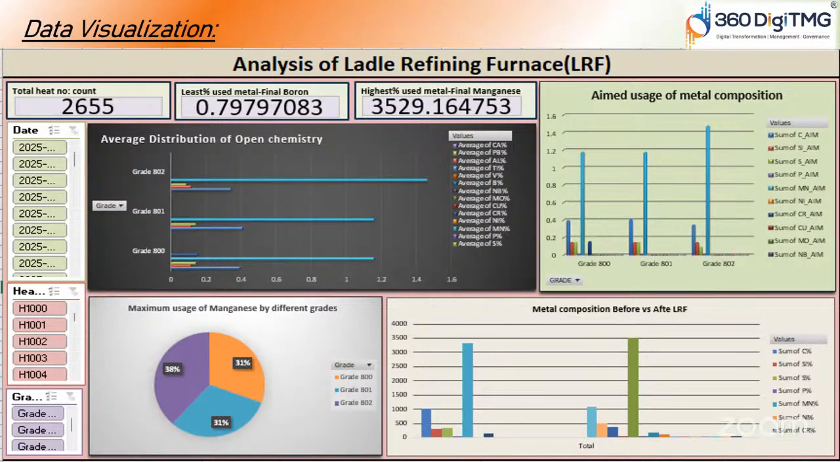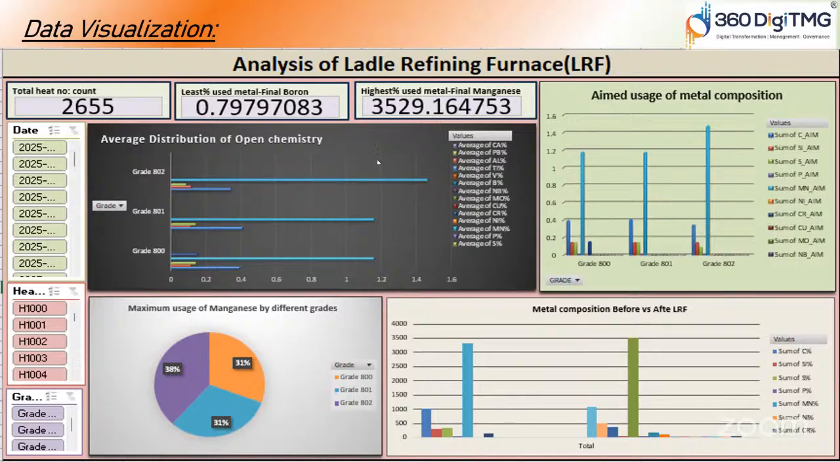So here you can see the data visualization. Total heat count is 2655. This covers the whole dashboard: metal used, grade, and chemistry. It indicates the number of furnace operations analyzed. The least used metal is final boron, at 0.79%, which suggests boron is rarely needed or added. The most used metal is final manganese, so manganese is the most critical alloying element in this grade.